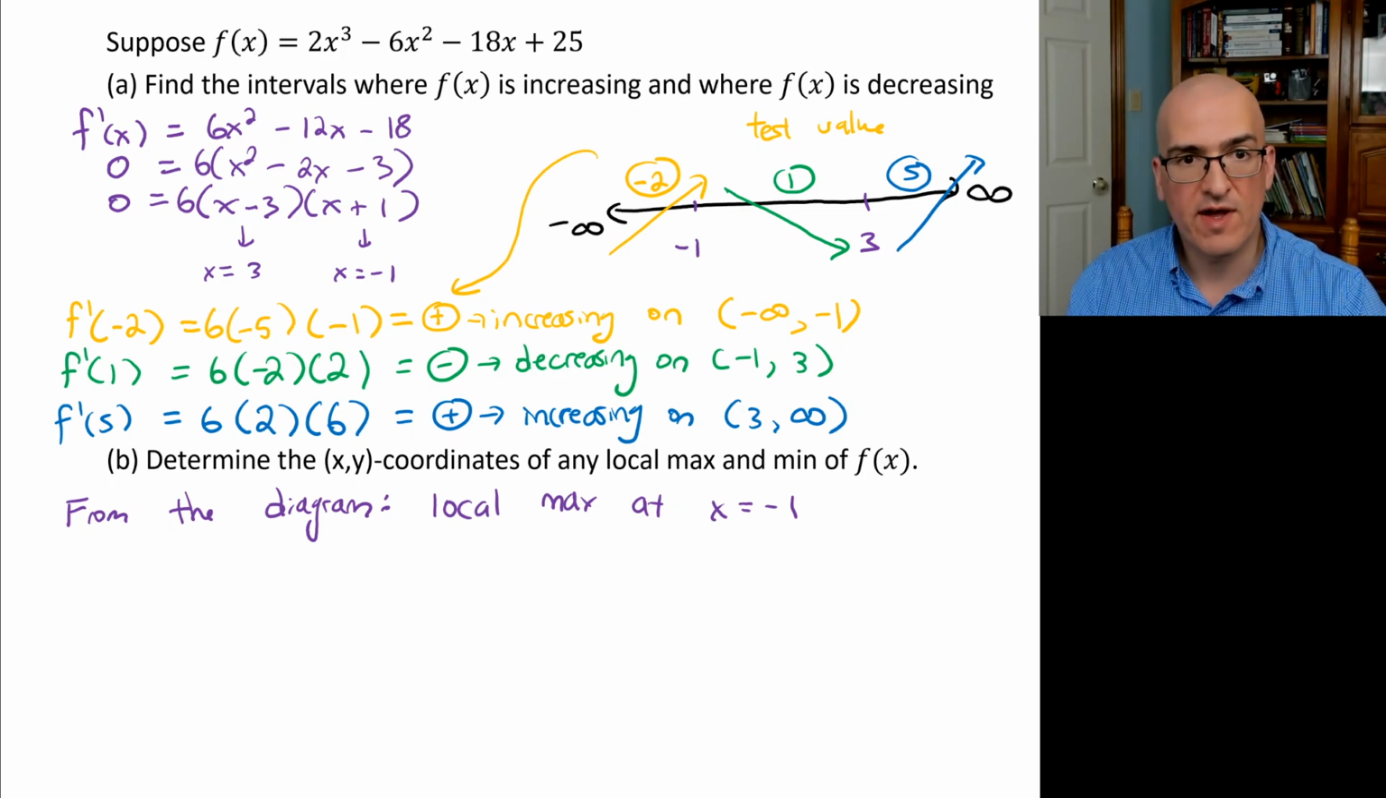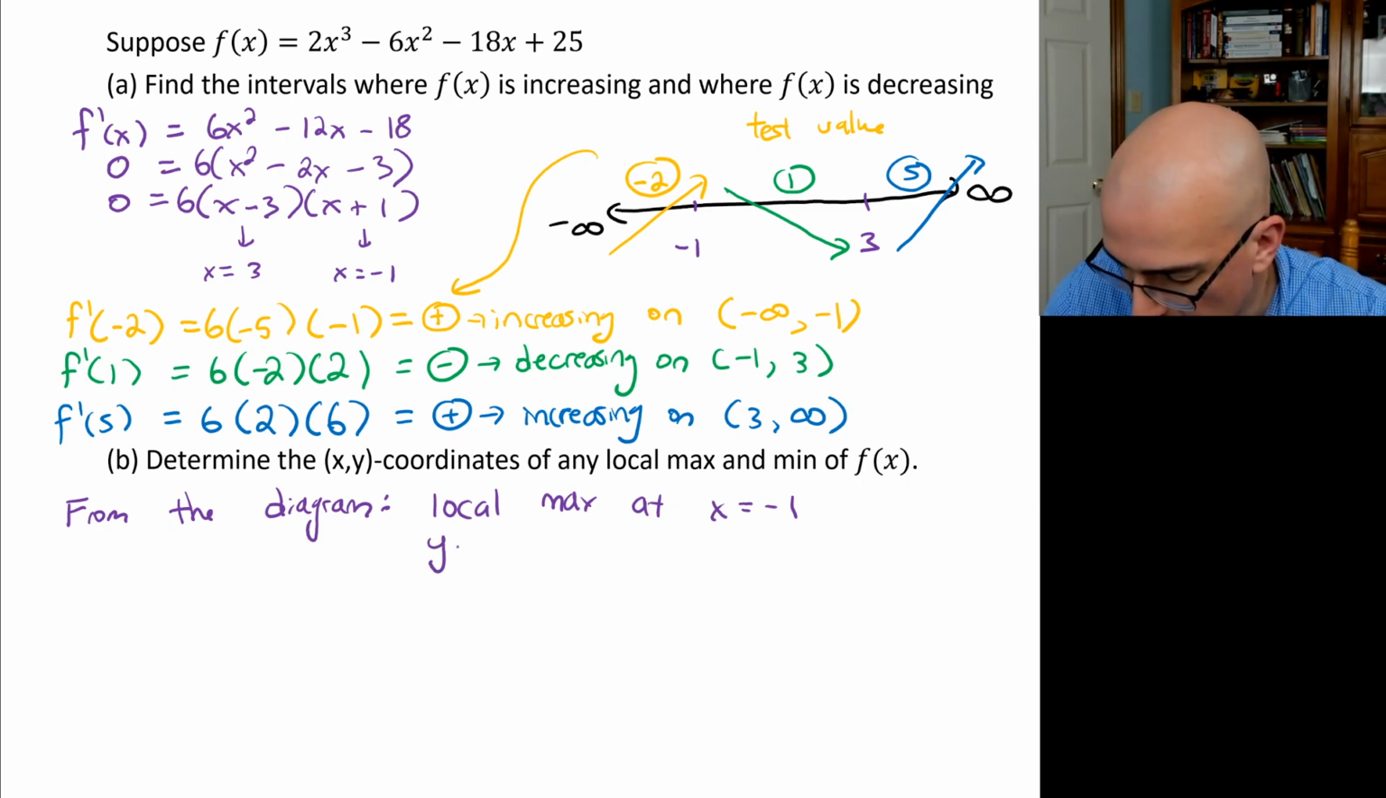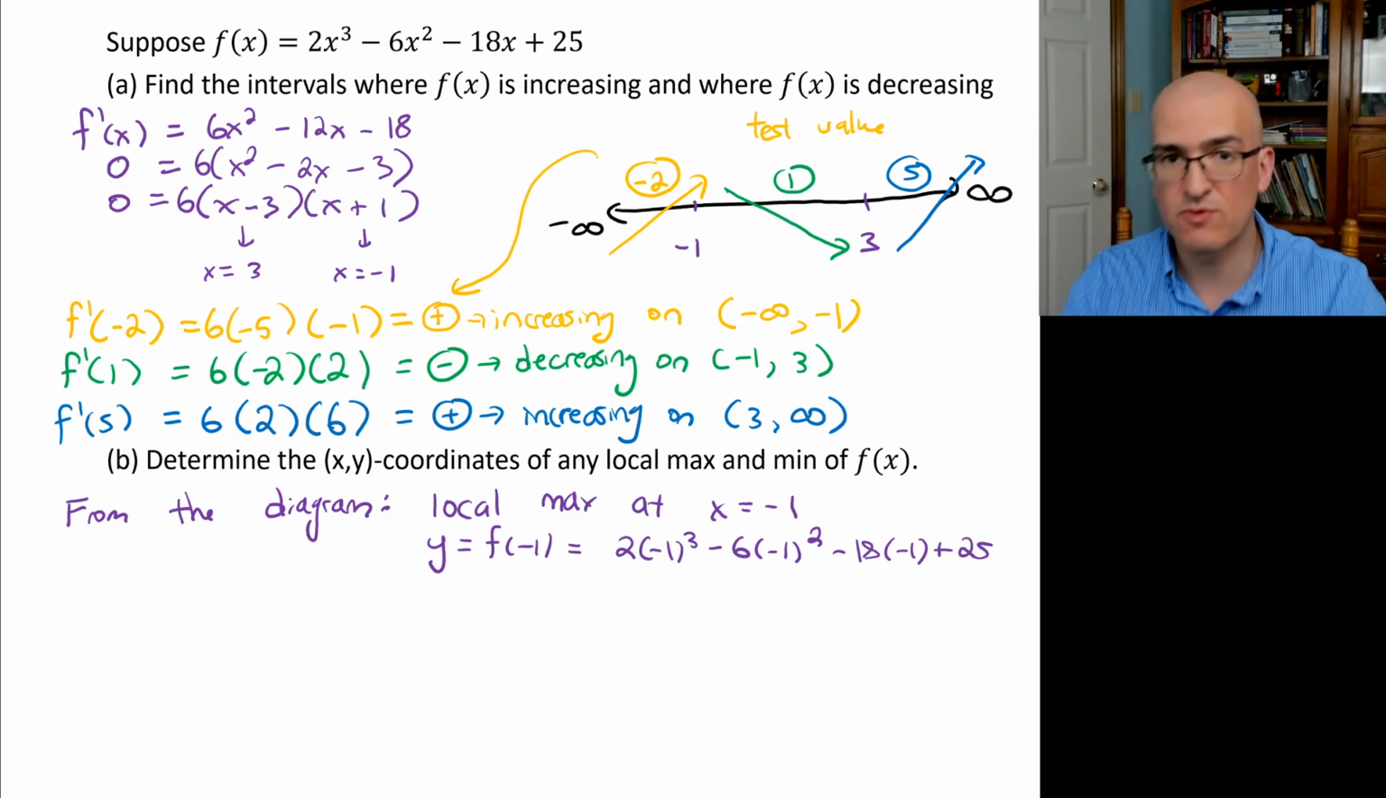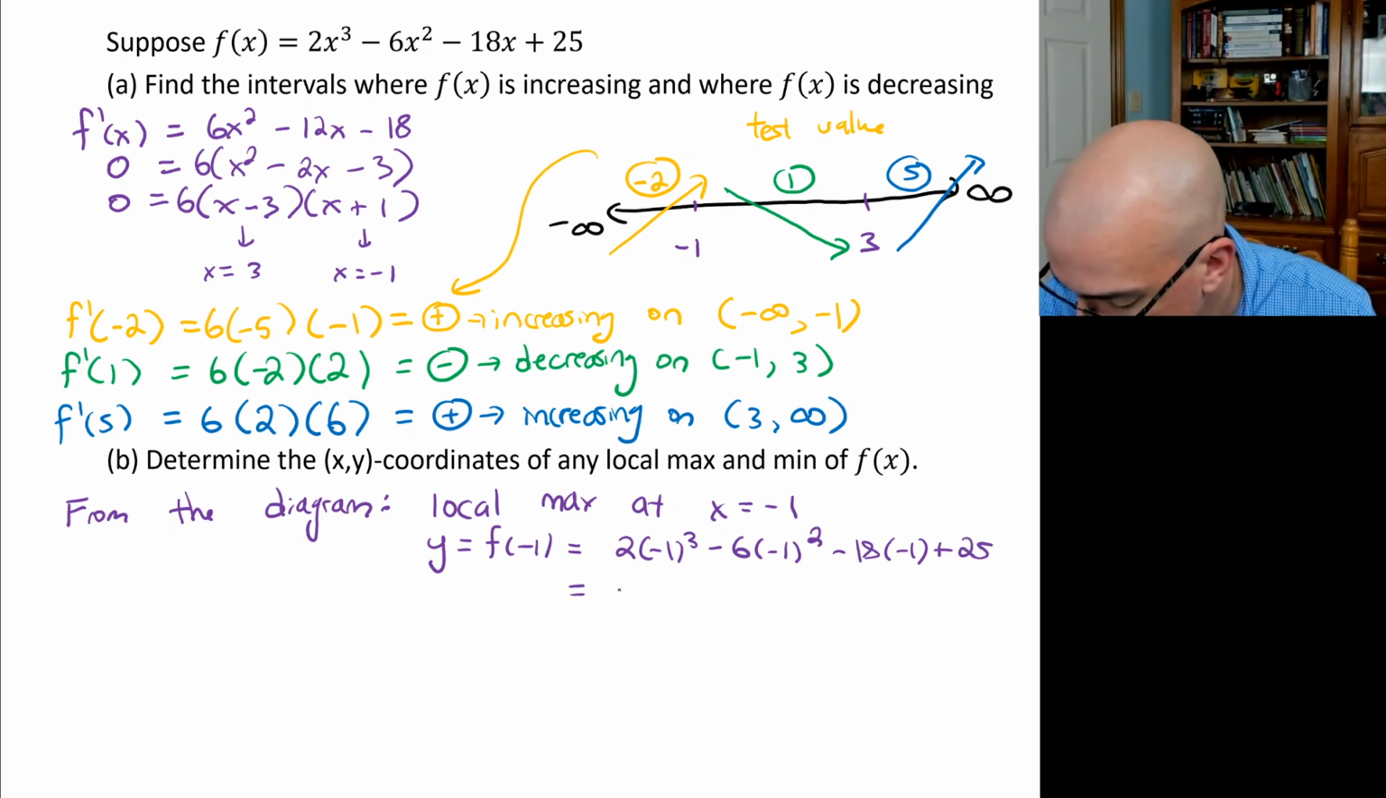We need the y value. How do we get a y value? Well, we plug the x value back into the original function. Y equals f of -1, which is 2 times -1 to the 3 minus 6 times -1 squared minus 18 times -1 plus 25. This is where I make all my mistakes.